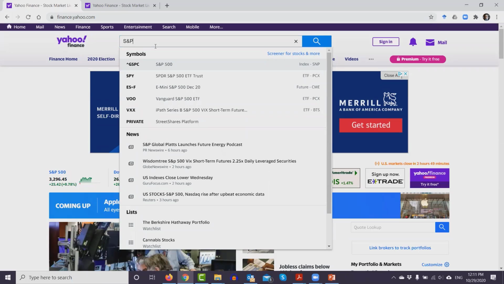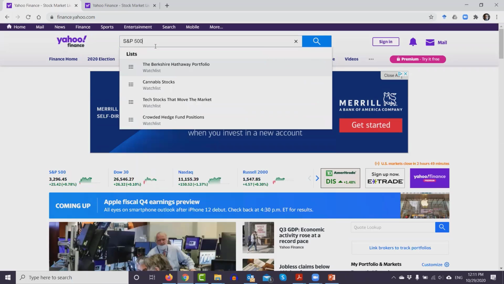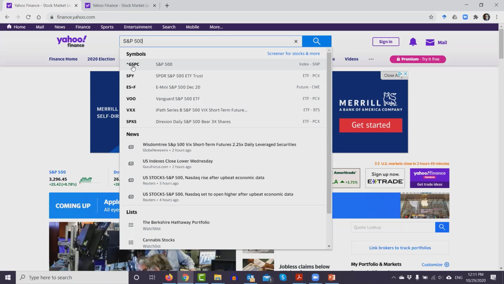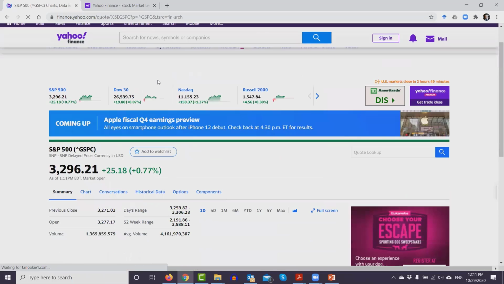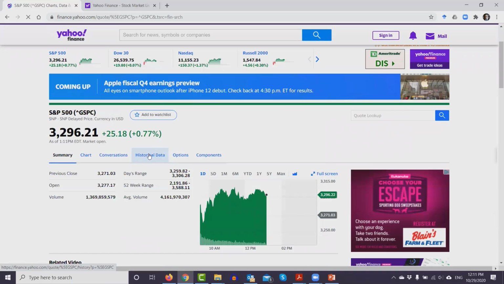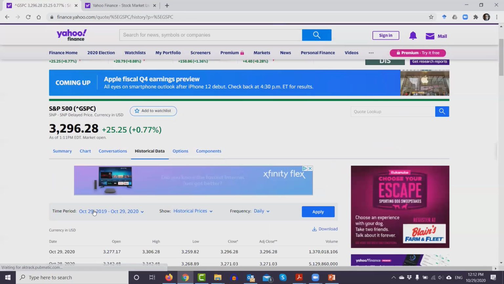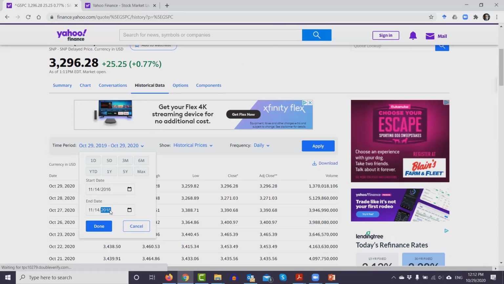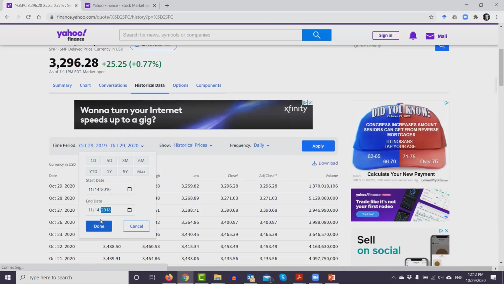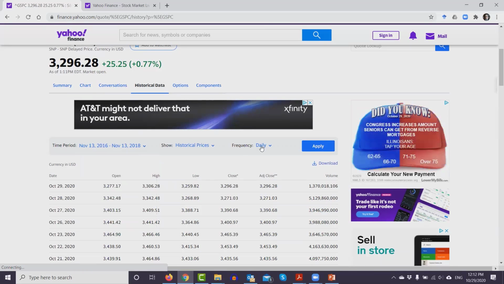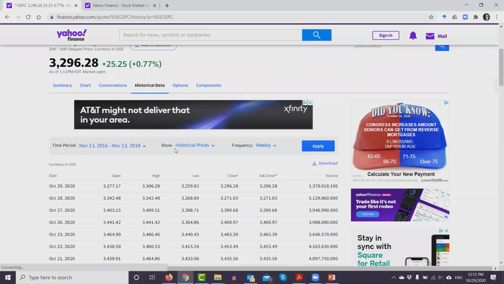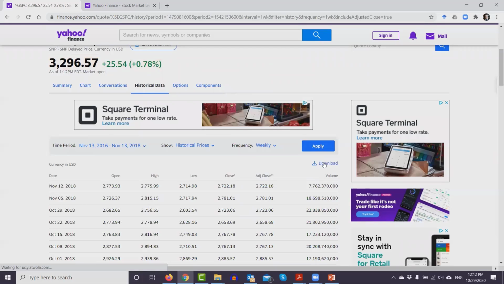Here, you can write the S&P 500 in the search toolbar, and then you can click this GSPC ticker. And from here, click historical data, change the dates as you wish. I'm going to use 2-year data from November 2016 to November 2018, and I'm going to use weekly data. So when you make the necessary changes, hit apply and download the data.